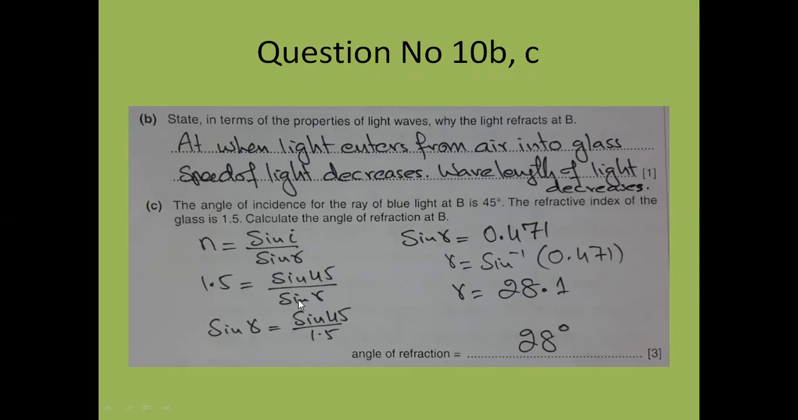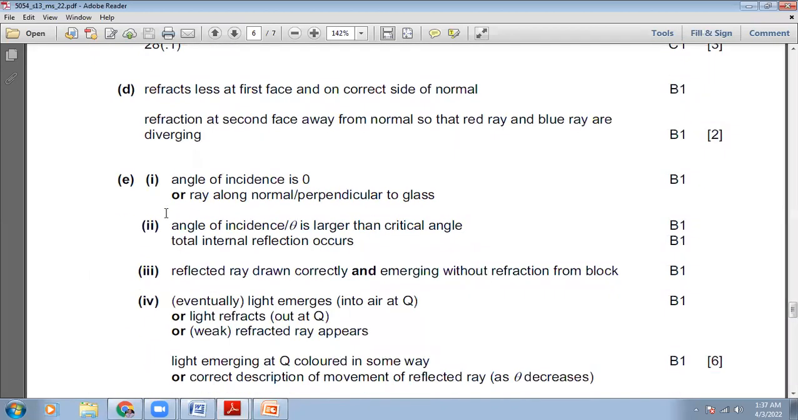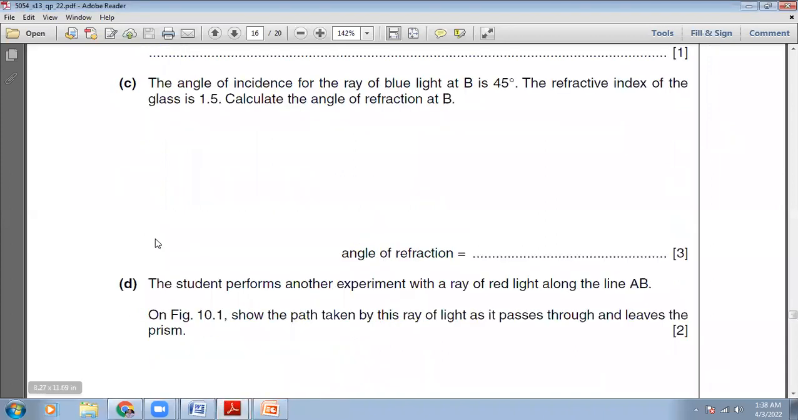So bring it here and 1.5 will go downstairs. So sine r will be equal to sine of 45 divided by 1.5. Just enter this value in your calculator, you will get 0.471. Then I will make r alone and the sine will go to the other side and it will become sine inverse. So in your calculator, you will write shift sine 0.471 equals, and that will be 28.1 degrees. So 28 degrees is the angle of refraction. Hope you understand this numerical. 28 degrees is the right answer, sir. Okay, so let's go to the next part.